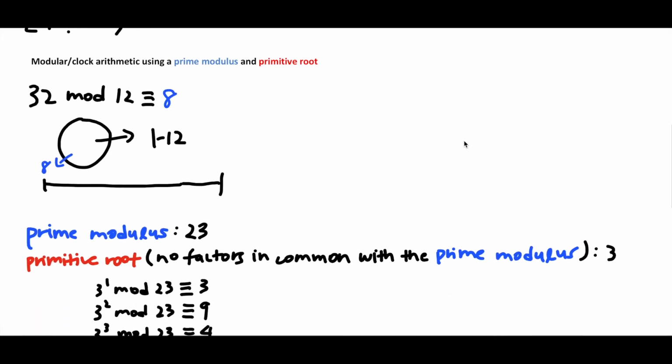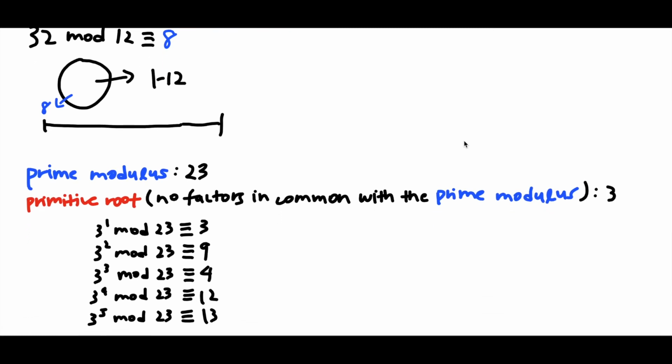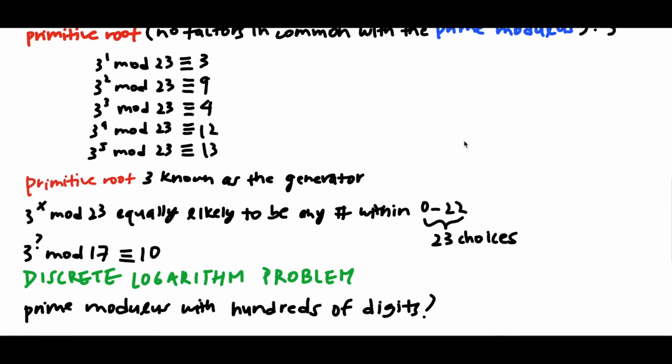Note that in Diffie-Hellman, this modulus should be prime and the primitive root should share no common factors with the modulus. If we look at the different powers of 3 mod 23, we realize that 3 to the power of any number mod 23 has an equal chance of being congruent to any number within the range of 0 to 22, i.e. 23 possibilities. But if we were made aware of the prime modulus and the primitive root, could we also backtrack to find the exponent?